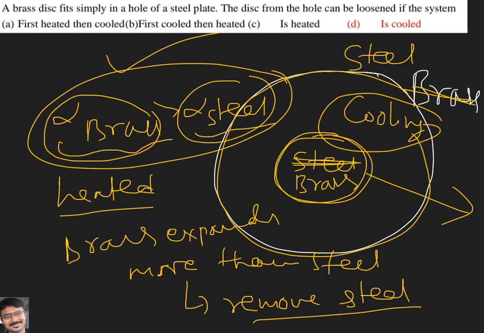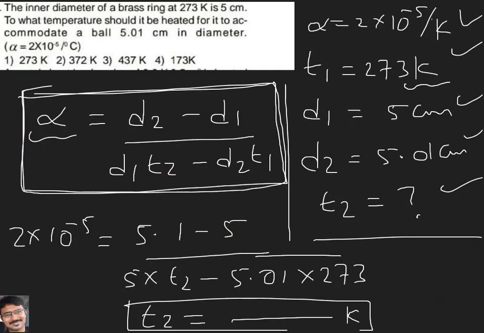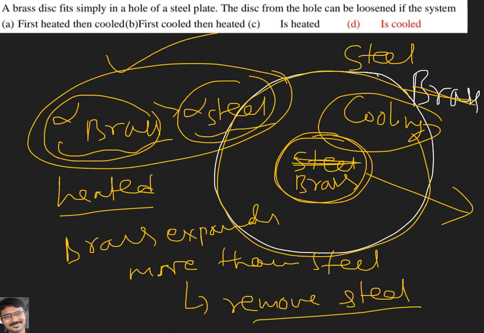I hope you are clear with these questions. Totally, we discussed three diameter questions. First, the hole diameter is increasing, that concept. Second, a brass ring is there, and to fit the ball inside the ring, the diameter of the brass ring must be increased. Third, when brass is inside the steel plate, to remove it we have to do cooling. Like that, we discussed today problems related to expansion of solids in the thermal properties of matter chapter.